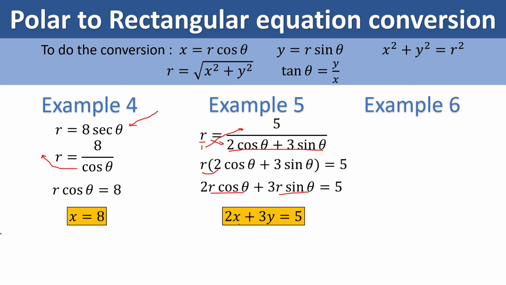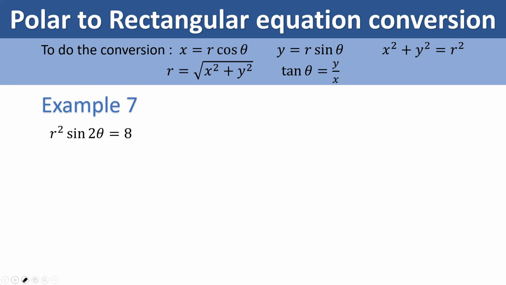Example number 6. The same thing. You have 1 here. You can do cross multiplication, and you have r sine of theta. 1 times a is equal to a. r sine of theta is y. y equals a, a horizontal line.